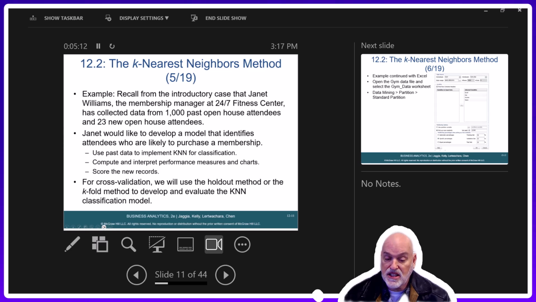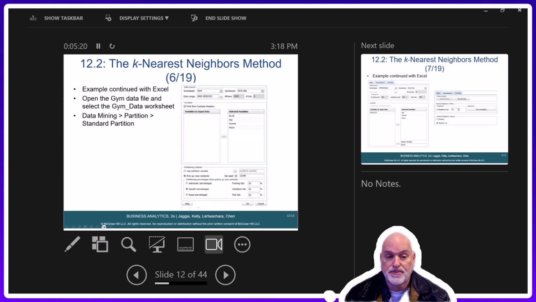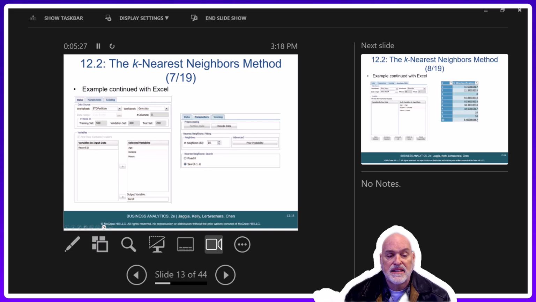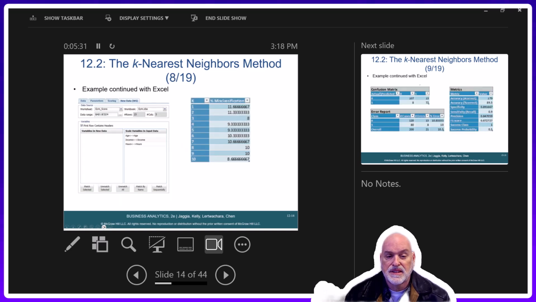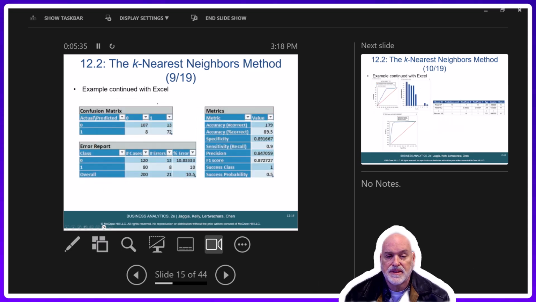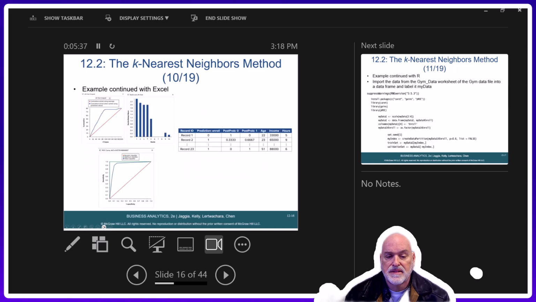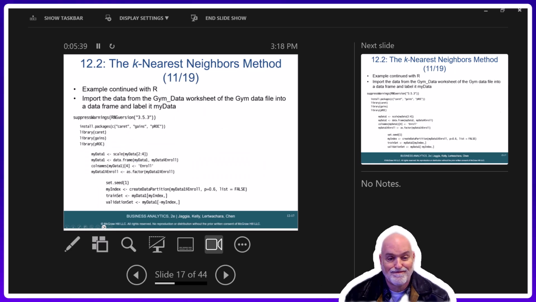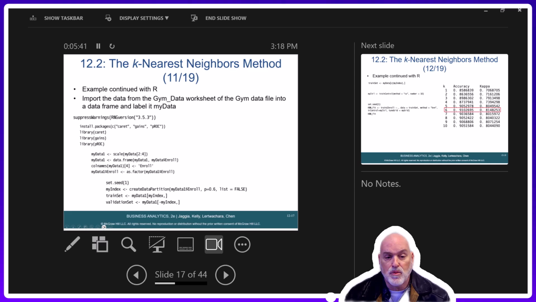For cross-validation, we will use only the holdout method or the k-fold method to develop and evaluate the KNN classification model. This is an example. Continue with Excel. Continued example with Excel. Same thing here. And then we also have it with R.